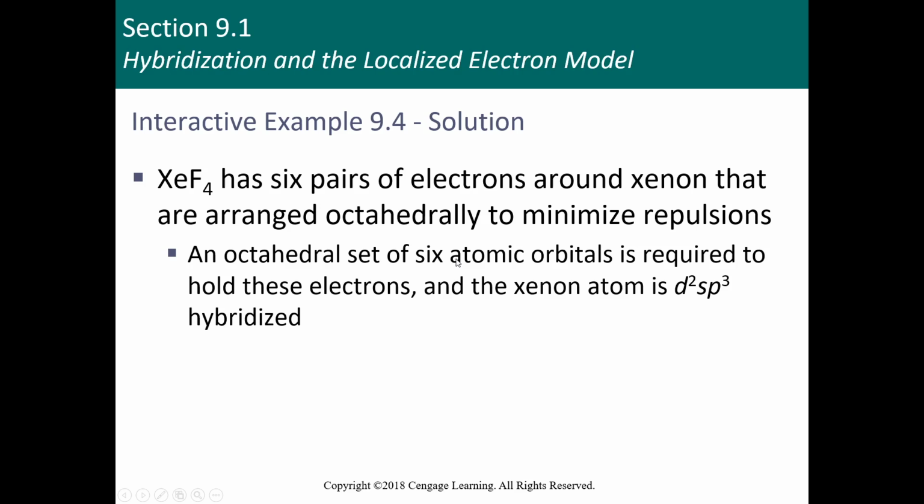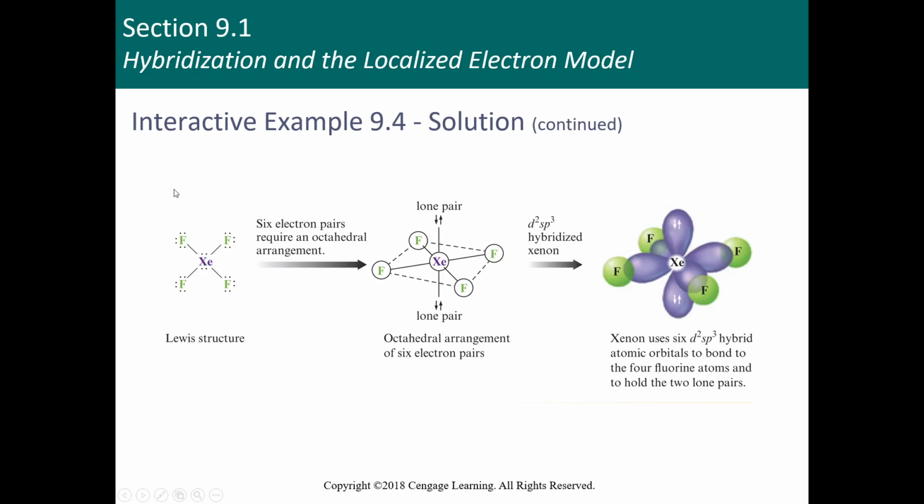6 groups would mean you'd have to have a d2sp3 hybridization around the xenon atom. Remember again, we always have to be talking about an atom, so this is xenon that we're talking about. And it will look like so. So you will see that it has these 4 right here, which are your fluorines that are on your d2sp3 hybrid orbitals right there. Then you have 2 more d2sp3 hybrid orbitals that are pointing up and down, and these will have your lone pairs.